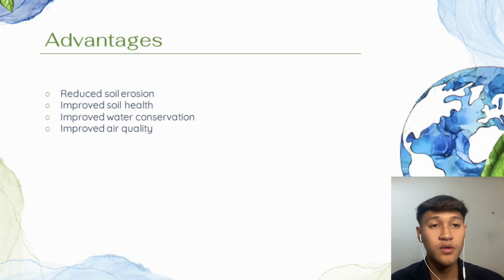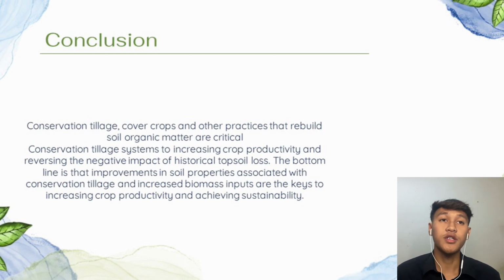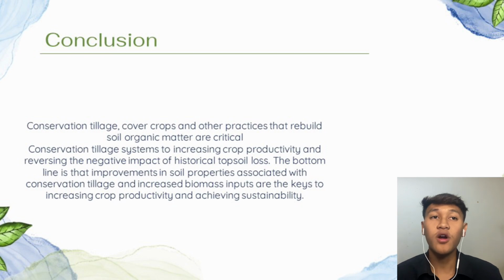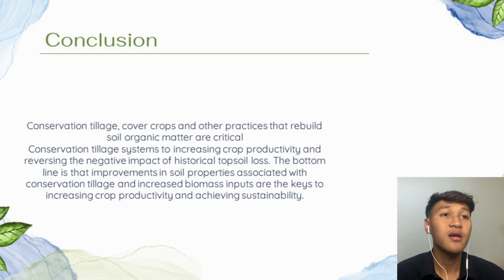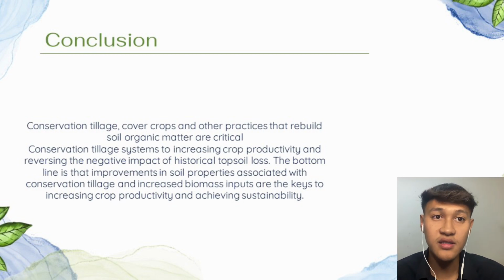So as the conclusion, conservation tillage, cover crops, and other factors that rebuild soil organic matter are critical in conservation tillage systems to increase crop productivity and reverse the negative impact of historical topsoil loss. So the bottom line: the improvement in the soil properties associated with conservation tillage and increased biomass inputs are the key to increasing crop productivity and achieving sustainability.